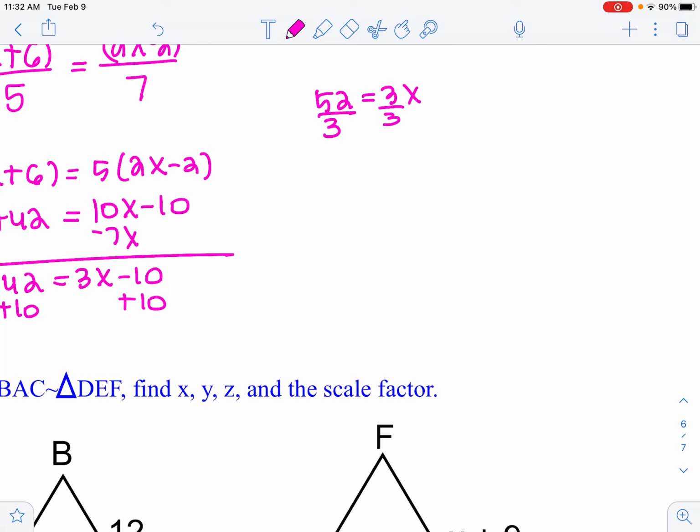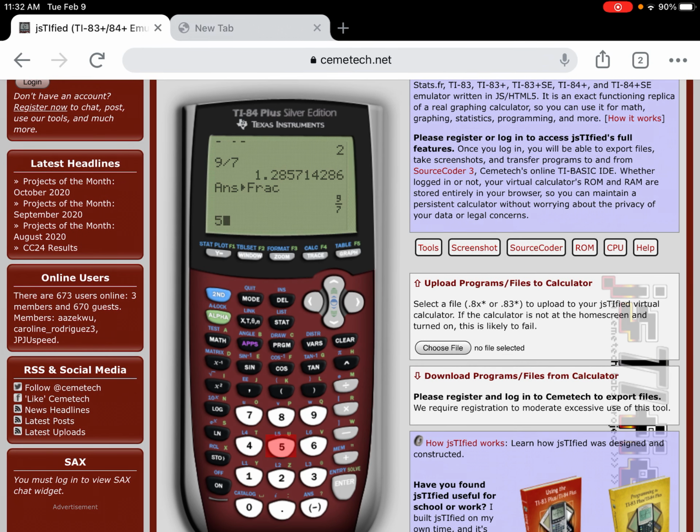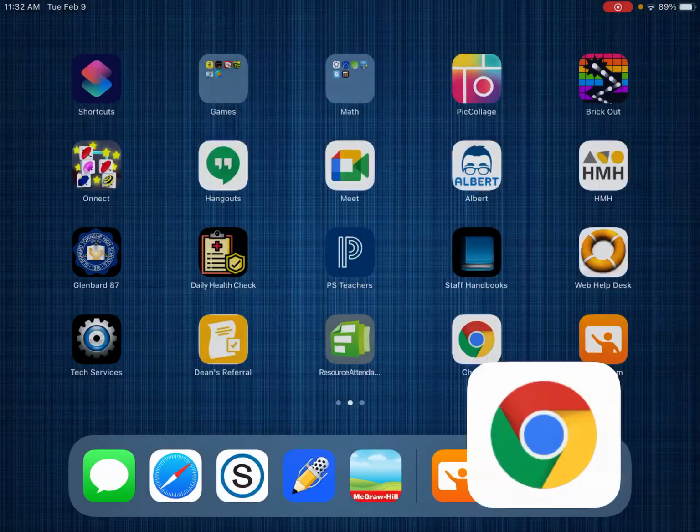Now, I need a calculator for this because I can't. I know it's a decimal though. So 52 divided by 3. 3 goes into 5 once. There's a remainder of 2. 3 goes into 22 7 times. Remainder of 1. So I know it's 17.3 repeating. So I shouldn't say I need a calculator, but just to show you, 52 divided by 3. Enter it.